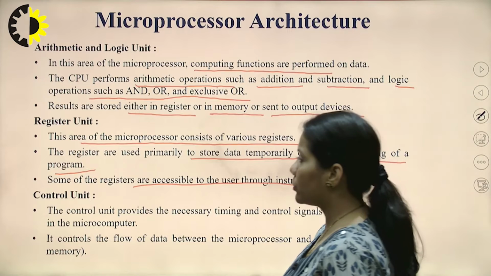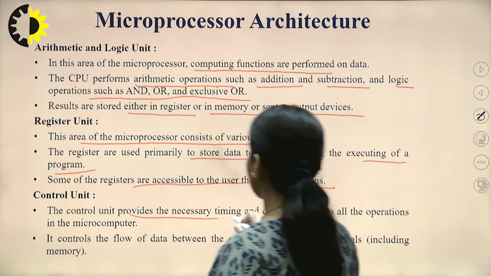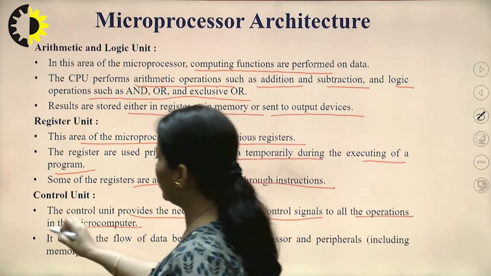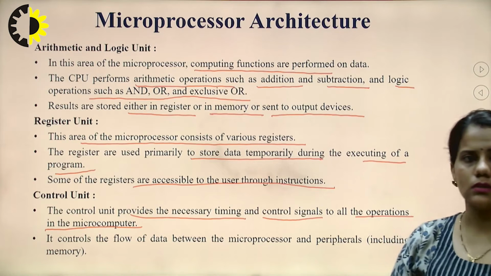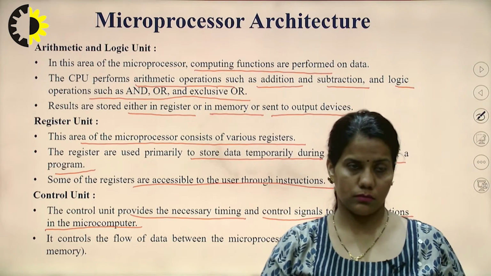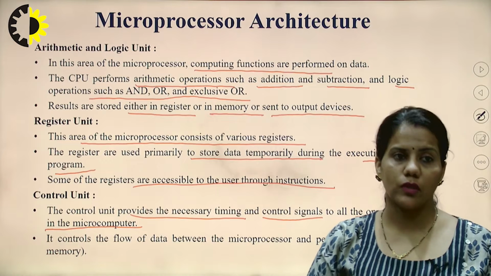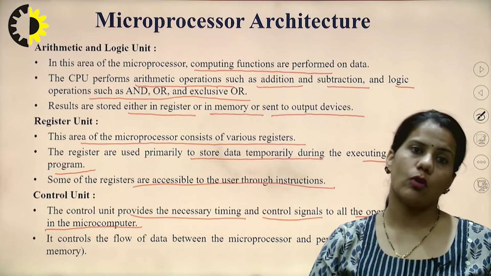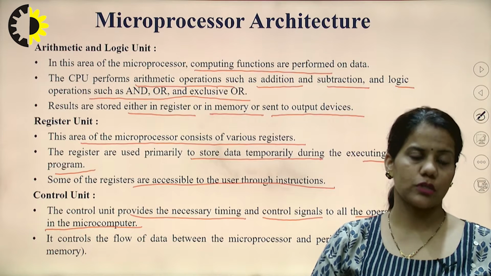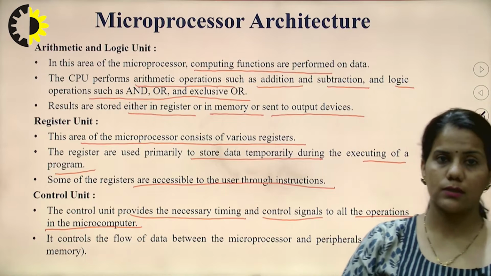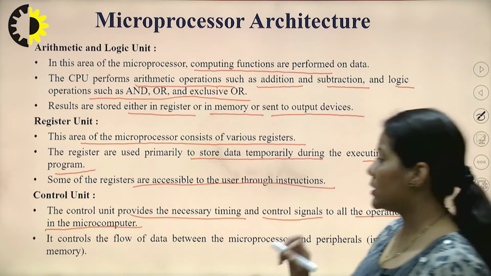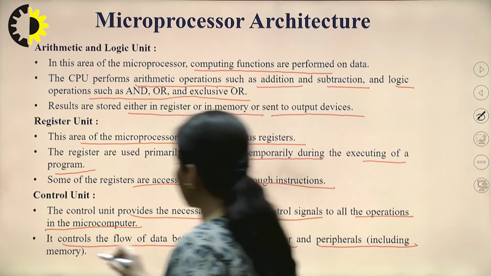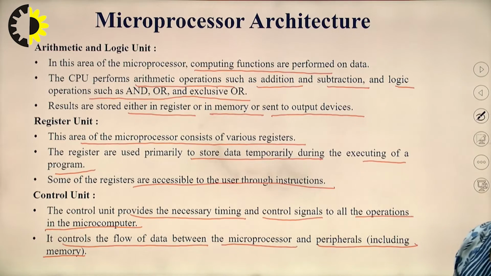When we talk about the control unit, it provides the necessary timing and control signals to all the operations in the microcomputer. What are the timing and control signals? That is, which function is to be performed, whether the read operation is to be done or the write operation is to be done, whether a memory operation is to be performed or an input output port operation is to be performed. All these controlling signals are sent by the microprocessor. These signals control the flow of the data between the microprocessor and peripheral devices, and these peripheral devices also include the memory.